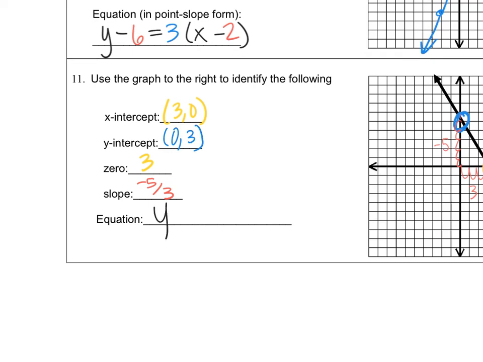So my equation is going to be y = -5/3 x + 5.